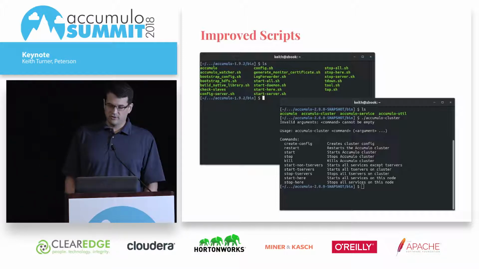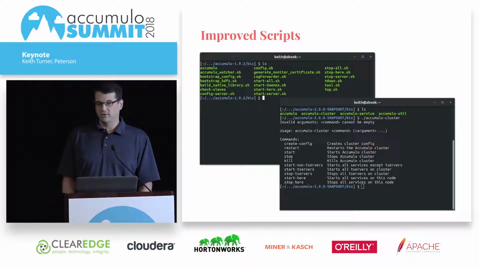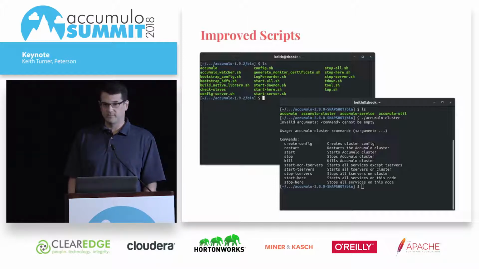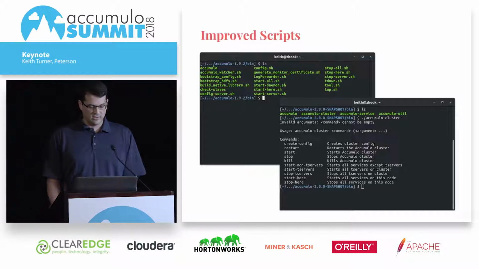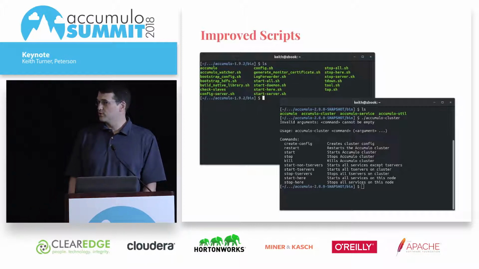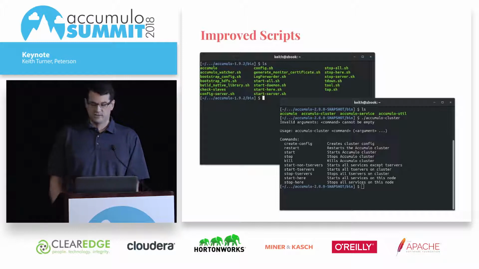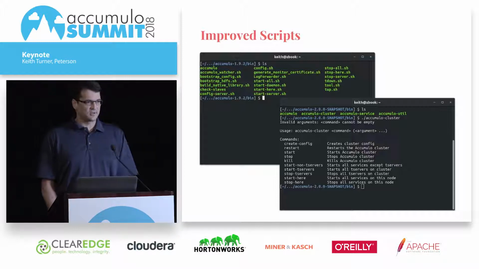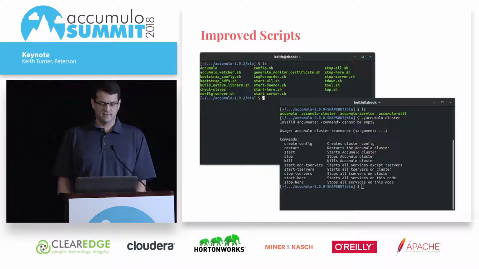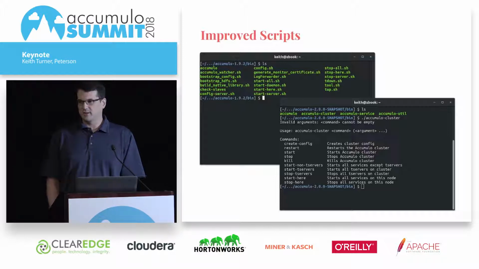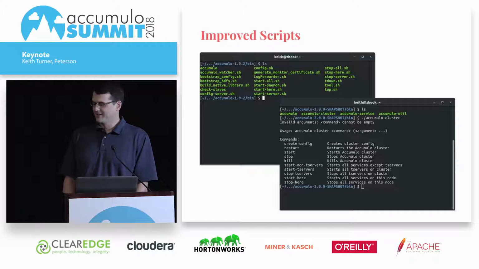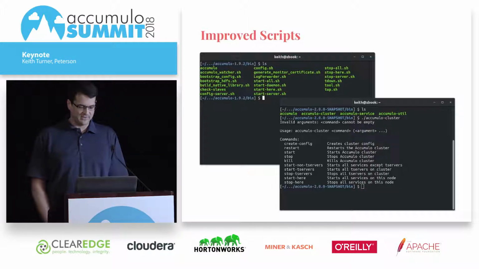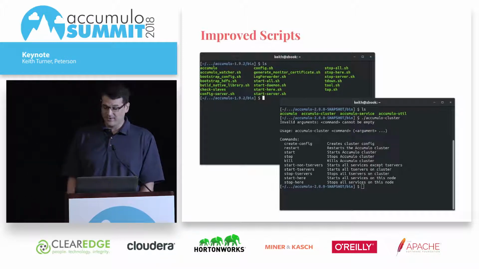So there's been a huge improvement to the Accumulo scripts. I have two screenshots here. One is doing ls on Accumulo 1.9, and the other one is doing ls on Accumulo 2.0 snapshot. In Accumulo 1.9, we had a lot of scripts, and I don't know if all of them were documented or maintained, and some of them probably shouldn't even have been there. It was kind of a mess. What's there now is very pleasant.